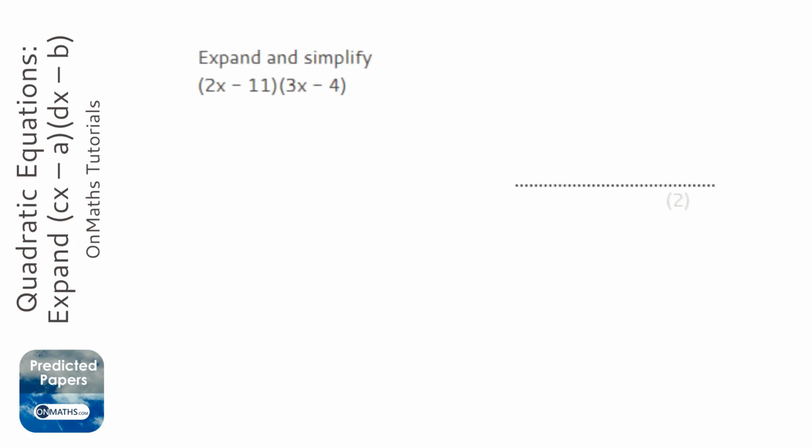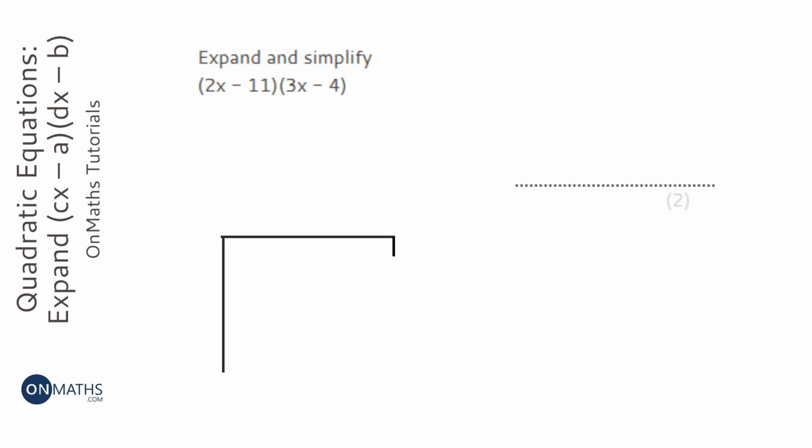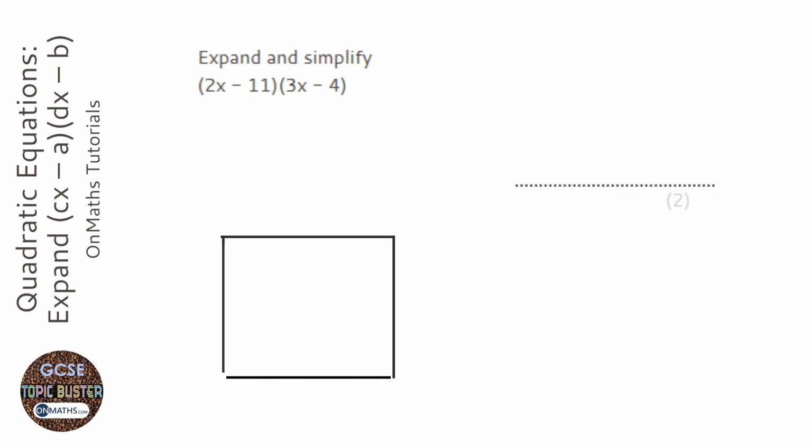Okay, so we're asked to expand and simplify this quadratic, and there are loads and loads of different methods for doing this, and if you've got one that you like, stick with it. I'm going to use the grid method, which is just one of many. Others involve smiley face, double smiles and rainbows, FOIL. It doesn't matter which method you use.